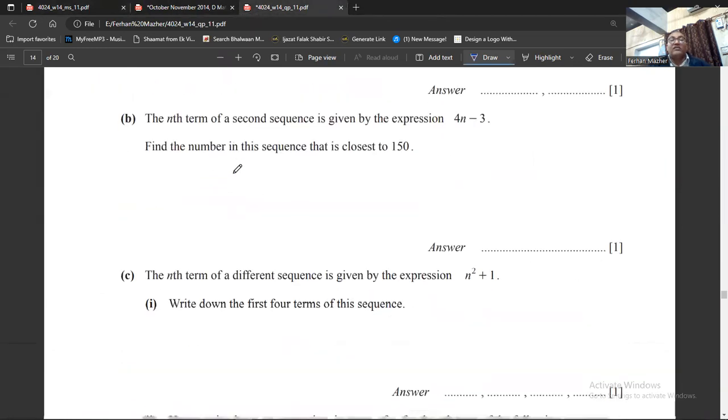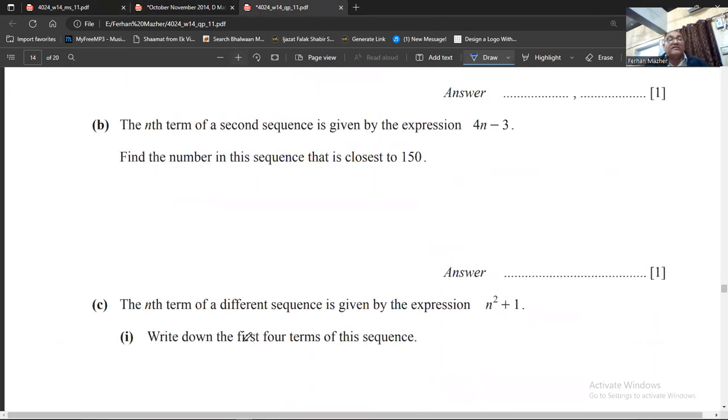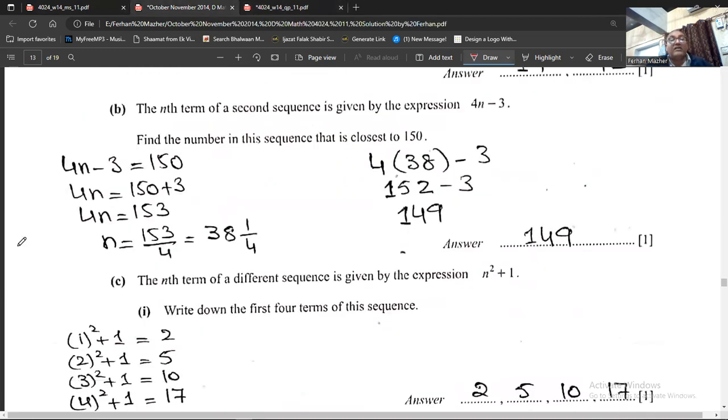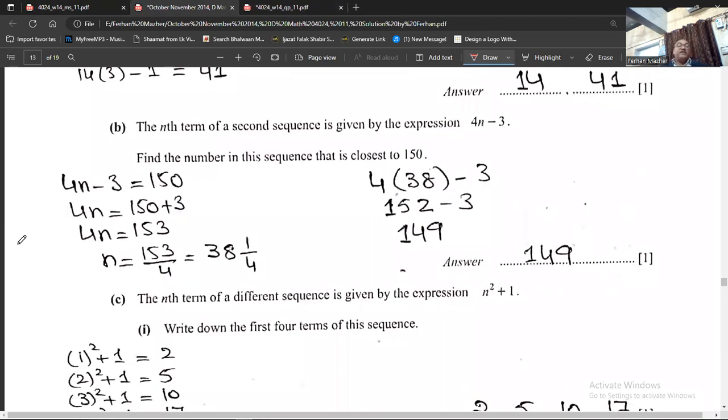Okay. So question number 18, B part. He says the nth term of a second sequence is given by the expression 4n minus 3. Find the number in this sequence that is closest to 150. So I will make 4n minus 3 equal to 150. So 4n will be equal to 150 plus 3. So 4n will be equal to 153. So n will be equal to 153 by 4. That is 38 whole 1 by 4. So the closest term is the 38th term.